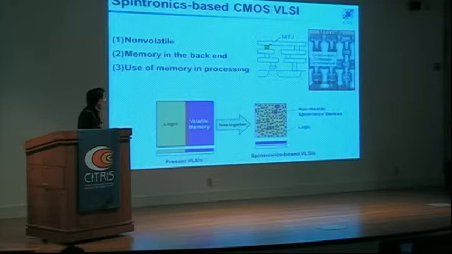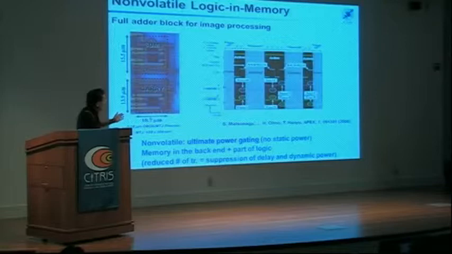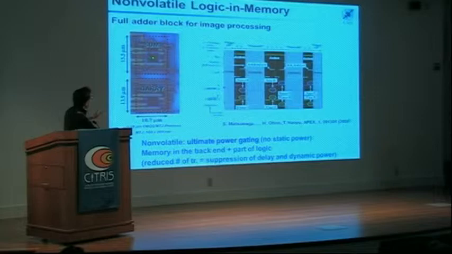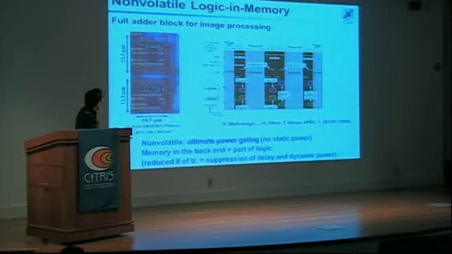Okay. This is an example of what we have done in 2008 using a 180-nanometer process. So the details are not important, but basically this is a full adder block. We just wanted to construct a circuit block to make sure that it works and we have the processing right. This full adder block is for image processing. We just want to compare the input with information that we already stored onto our magnetic tunnel junction. So there are four magnetic tunnel junctions on a CMOS circuit.